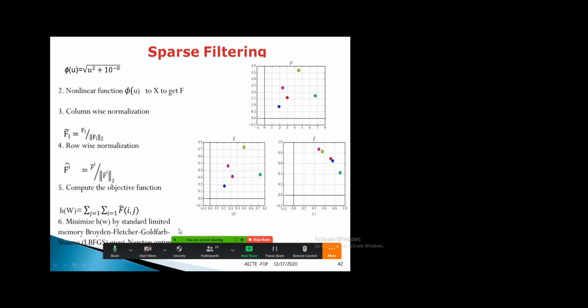And this minimization of the objective is done by the standard functions which are available, that is L-BFGS, that is Broyden, Fletcher, Goldfarb, and Shanno, a quasi-Newton optimization.